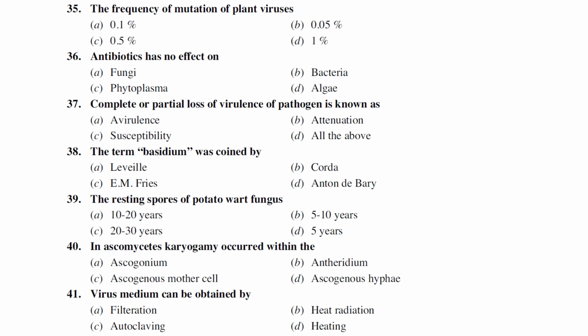The frequency of mutations in plant viruses is very rare. It's just 0.1%. There is a chance of 0.1%. So most of the mutations in plant viruses are said to be deleterious. Deleterious means harmful. Antibiotics have no effect on fungi, bacteria, phytoplasma, algae. Even though you apply tons of antibiotics, there is no effect on algae. So the answer is algae.